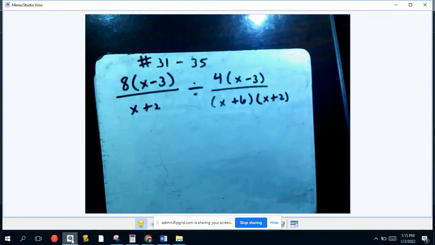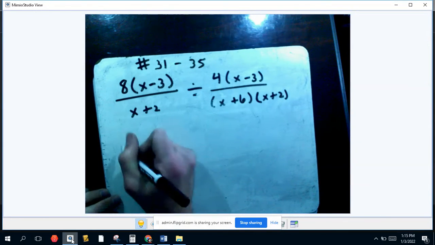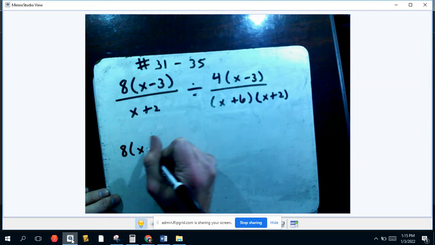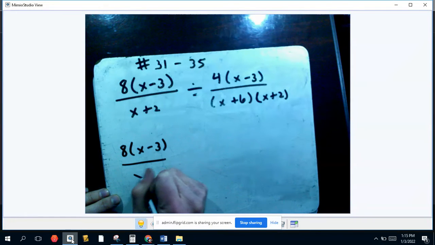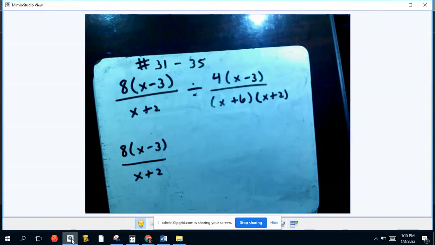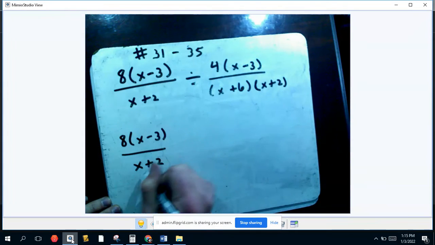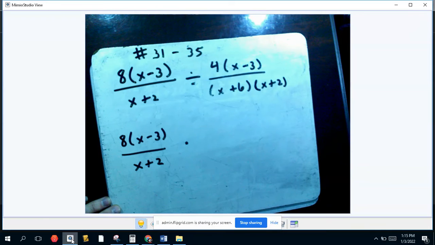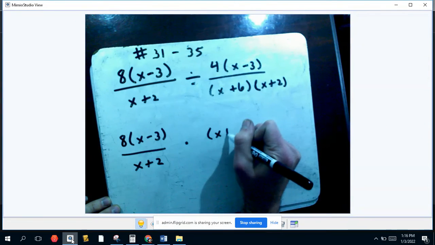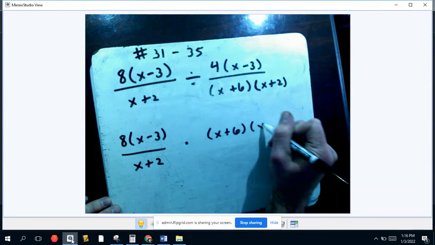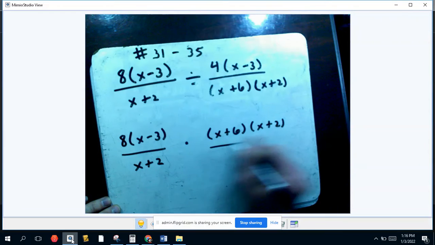On 31 through 35, you're dividing with it already factored for you. You may remember from years gone by that when you divide fractions, you keep, change, flip. That is, you multiply by the reciprocal. So we're going to keep the first fraction. We're going to change this operation to multiplication. And we're going to flip the second upside down. Keep, change, flip is what you've heard in the past.